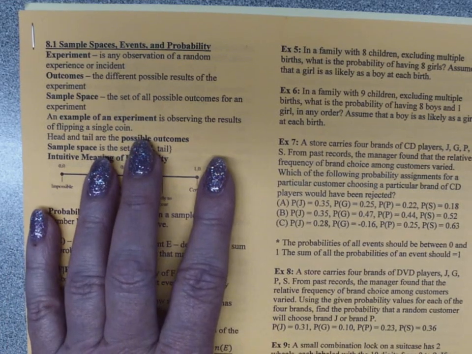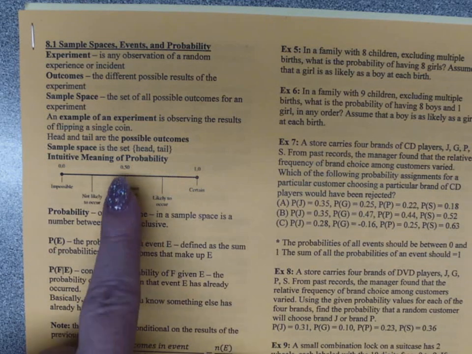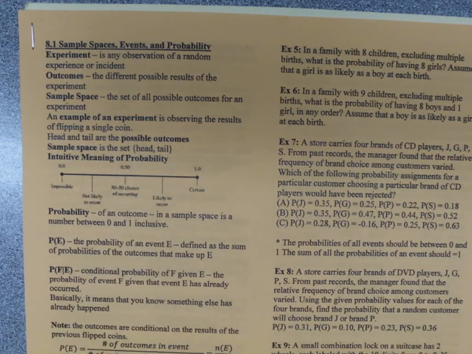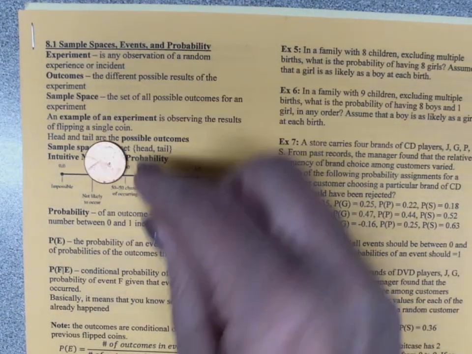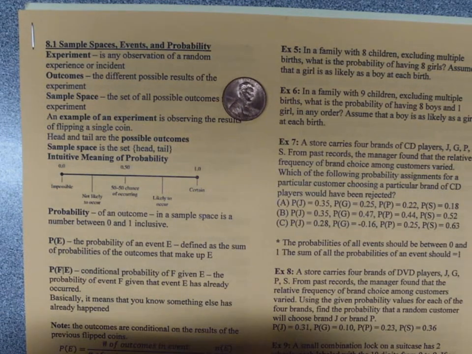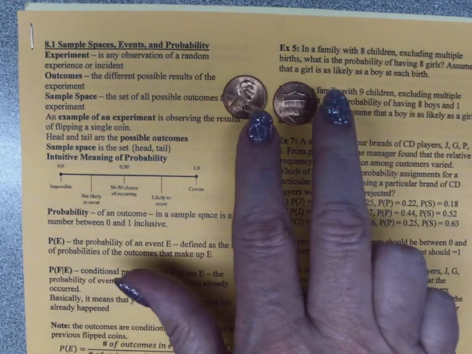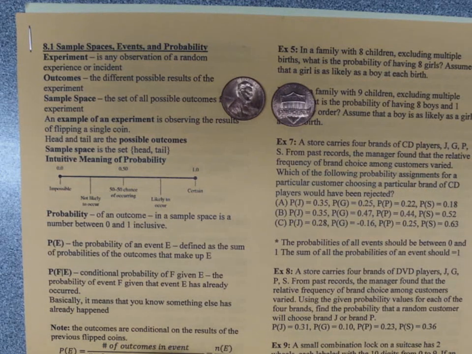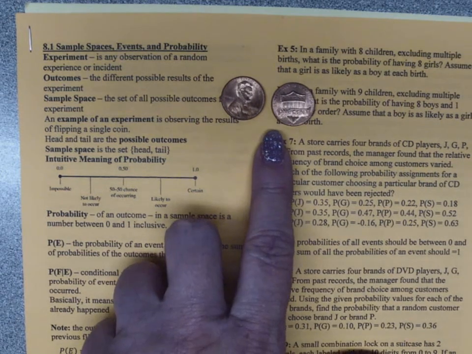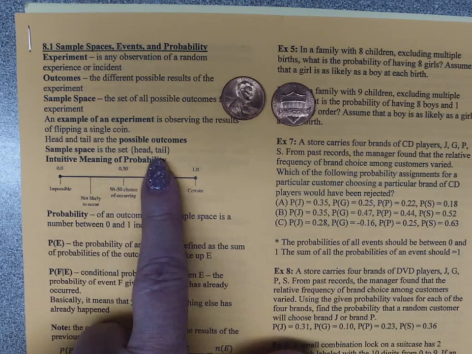An example of an experiment is going to be like observing the results of flipping a single coin. Now, when we flip a coin, there are two possibilities. There's the head of the coin. And heads. So we can get tails or heads. So those are the two possible outcomes for flipping a coin. So our sample space would be the set head, comma, tail.